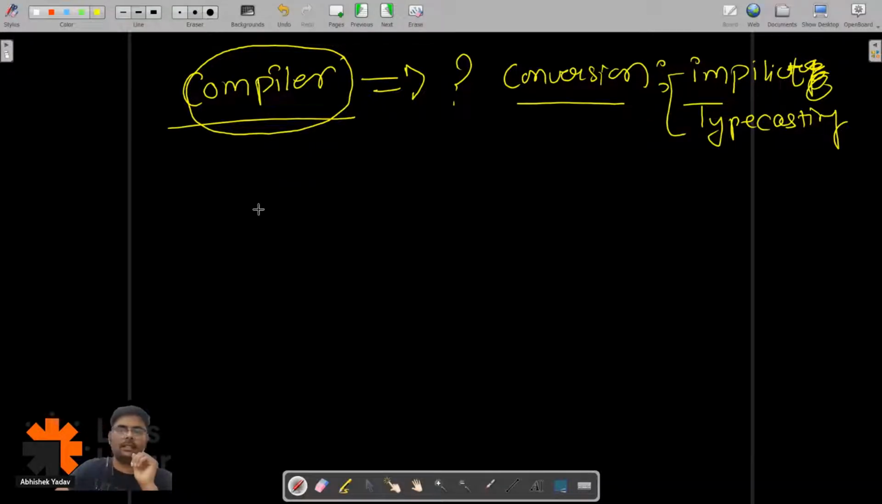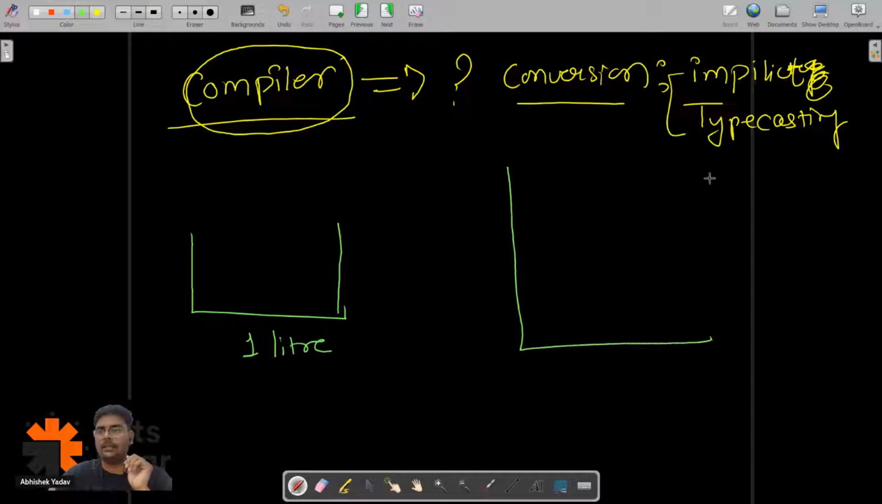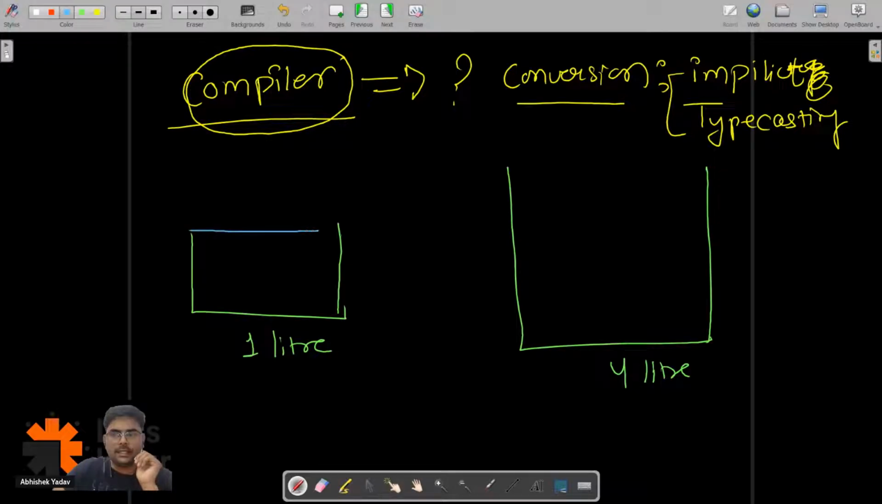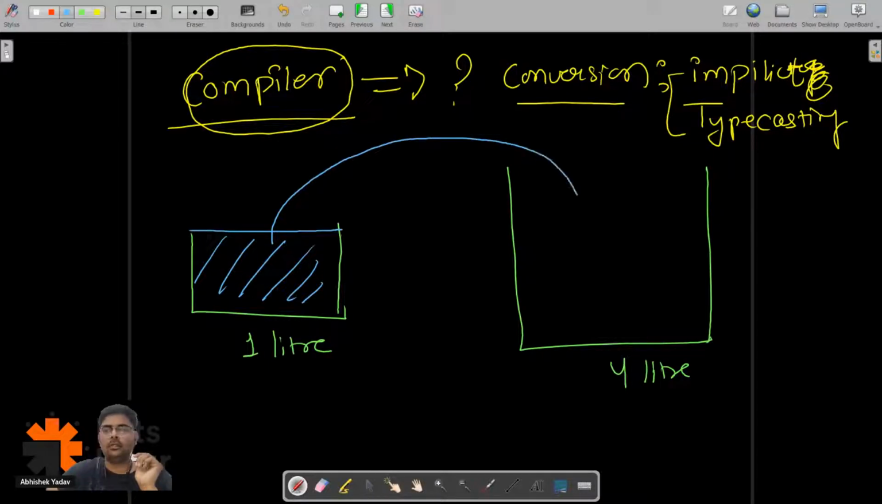So why are we saying implicit typecasting? Let's assume I have two buckets, right? A 1 liter bucket and a 4 liter bucket. There is 1 liter of water in the 1 liter bucket, and we are trying to transfer that 1 liter of water to the 4 liter container. What will happen, guys? This 1 liter of water will get stored inside the 4 liter container.